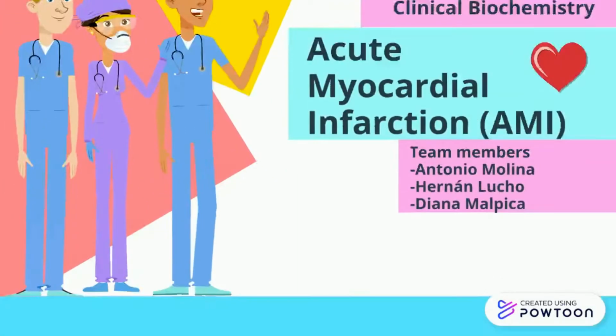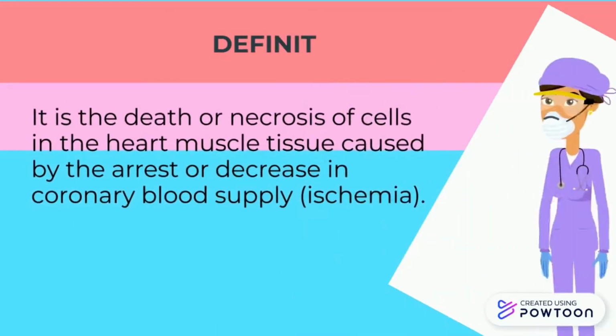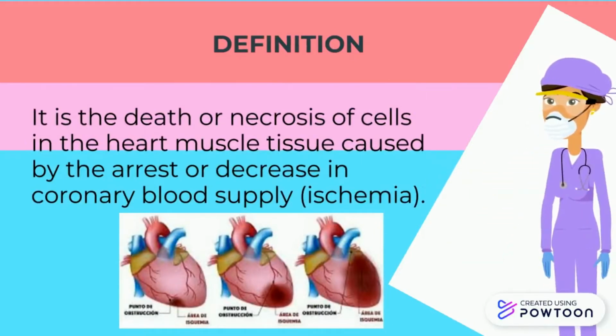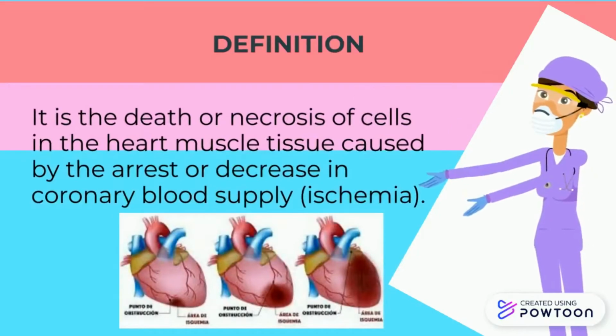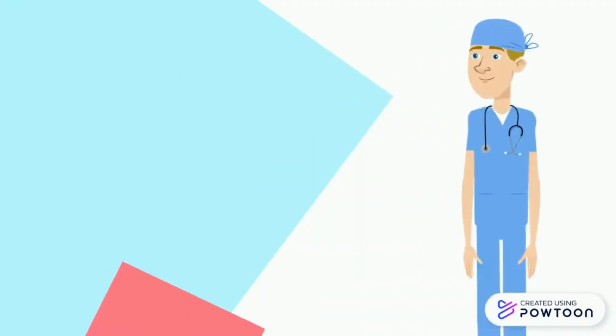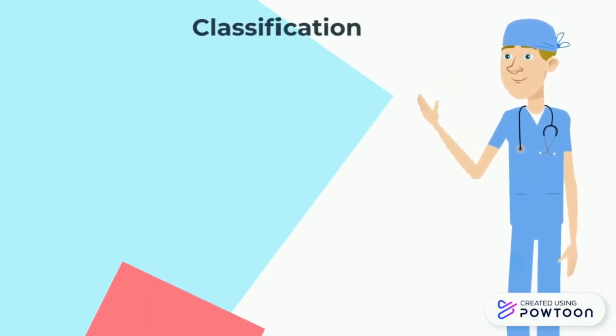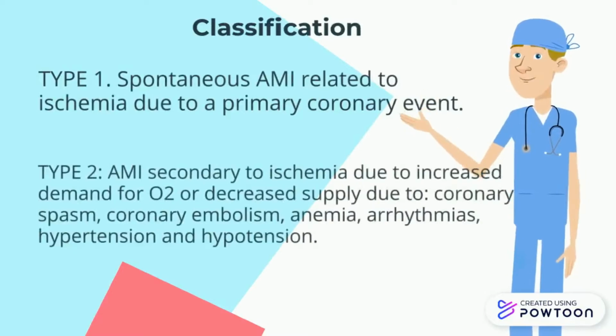Acute myocardial infarction is part of acute coronary syndrome and is the death or necrosis of cells in the heart muscle tissue caused by the arrest or decrease in coronary blood supply, ischemia, compromising various areas of the myocardium. Classification. Type 1. Spontaneous AMI related to ischemia due to a primary coronary event.